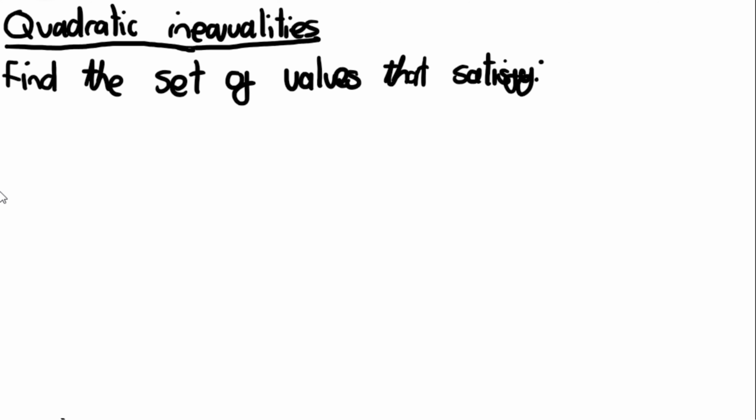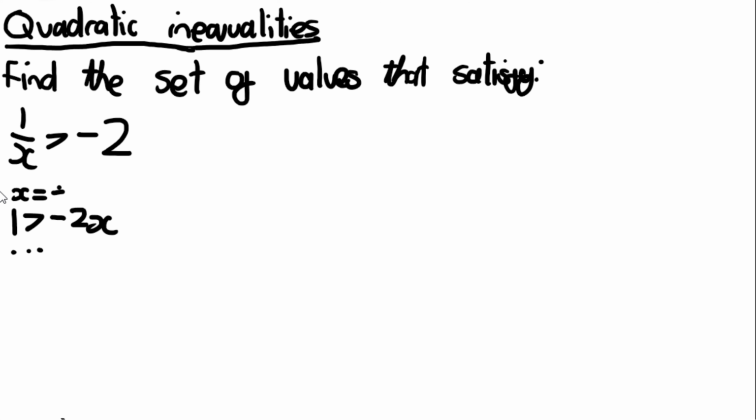So the setup will be the same. Find the set of values that satisfy, and it could be 1 over x is greater than minus 2. Now at first this doesn't look too bad because you could just times everything by x to get that 1 is greater than minus 2x, and then just solve the inequality by making x the subject. However, when you do it this way, you're making a massive assumption, and that is x is positive, because you're not flipping the sign.